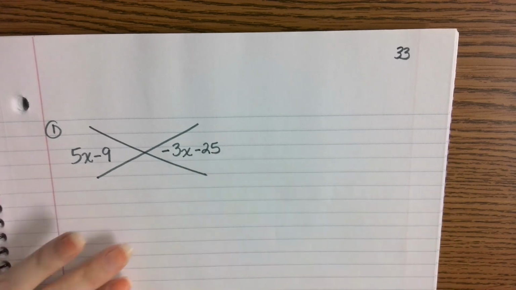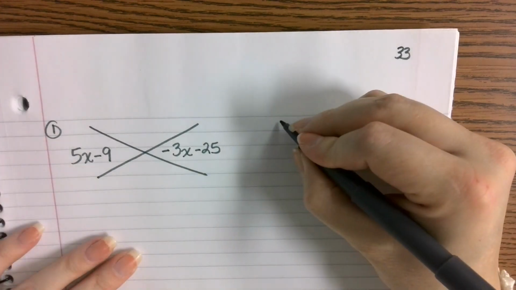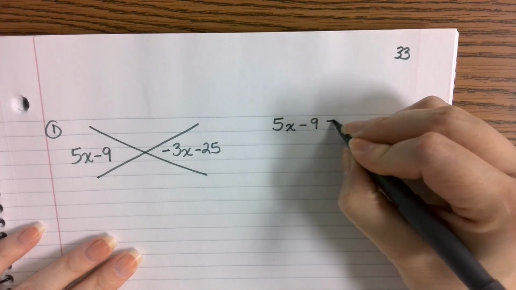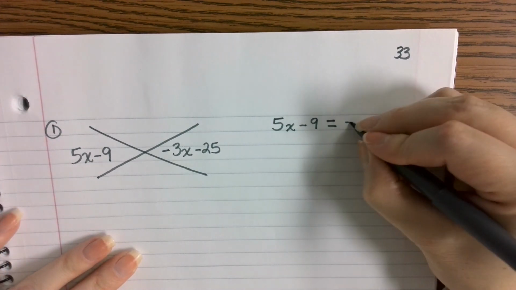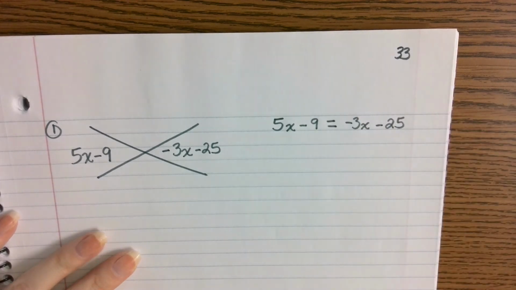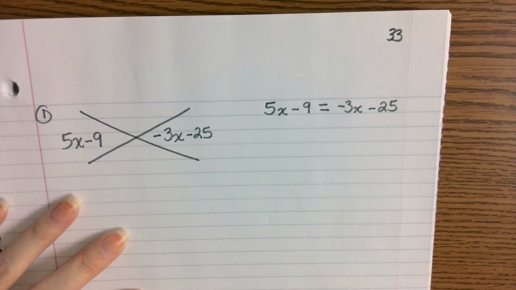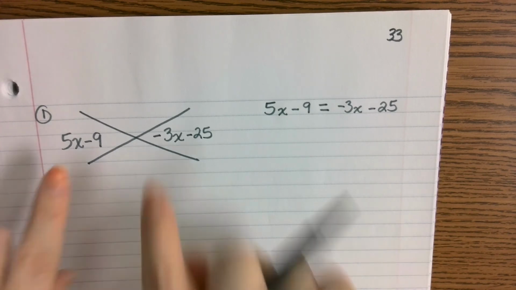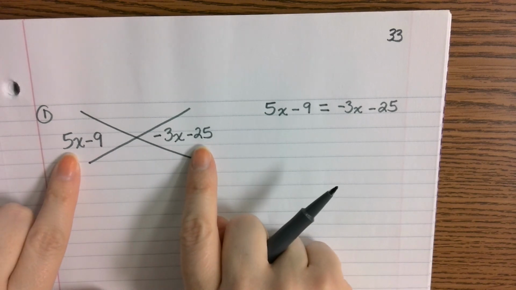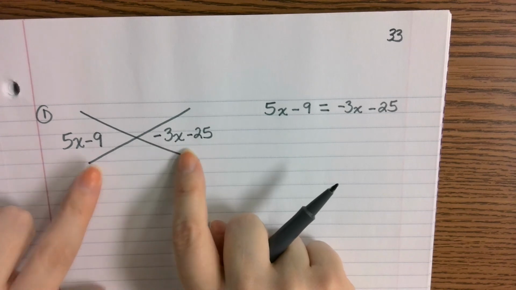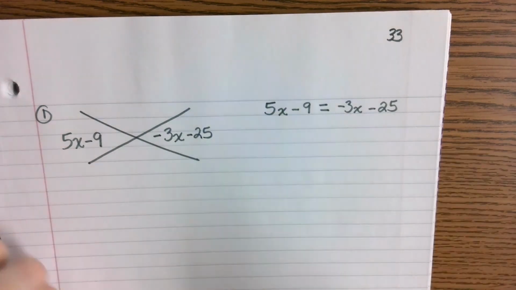These angles are congruent. So that means when I set up an equation, I can set it up as 5x minus 9 is equal to negative 3x minus 25. And then I can work it out. So you will have problems in which you will be given vertical angles, and they might have variables on both of them, and you would have to solve. But you know how to.